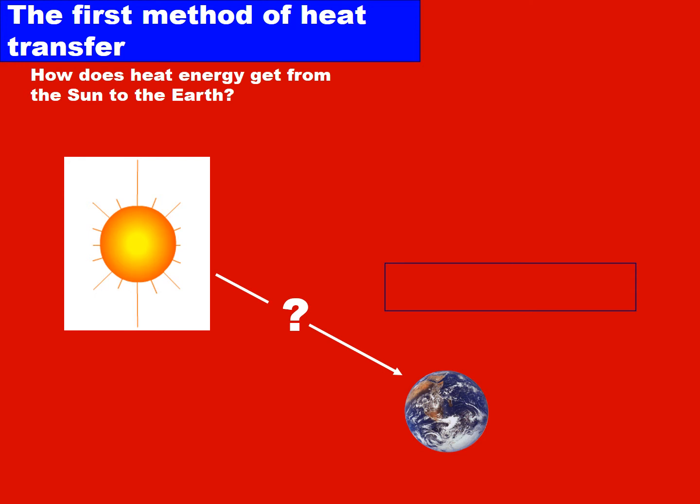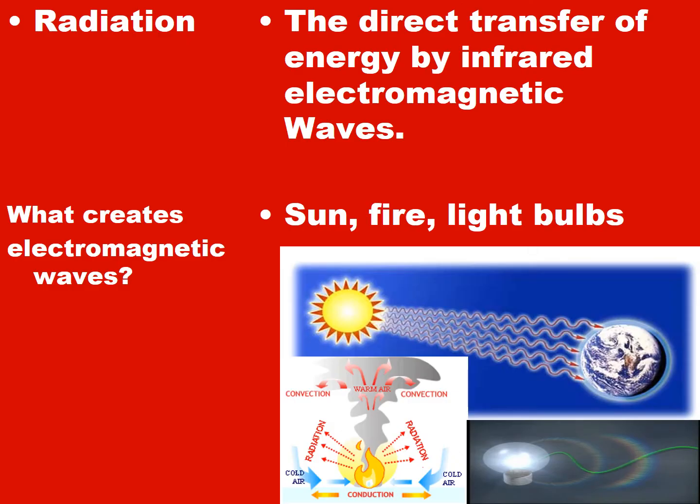What type of heat transfer moves heat from the sun to the earth? Radiation. Okay, what is the meaning of radiation? Radiation is the direct transfer of energy by infrared electromagnetic waves. For example, the sun, fire, light, and so on. What creates electromagnetic waves? Okay, these are pictures.